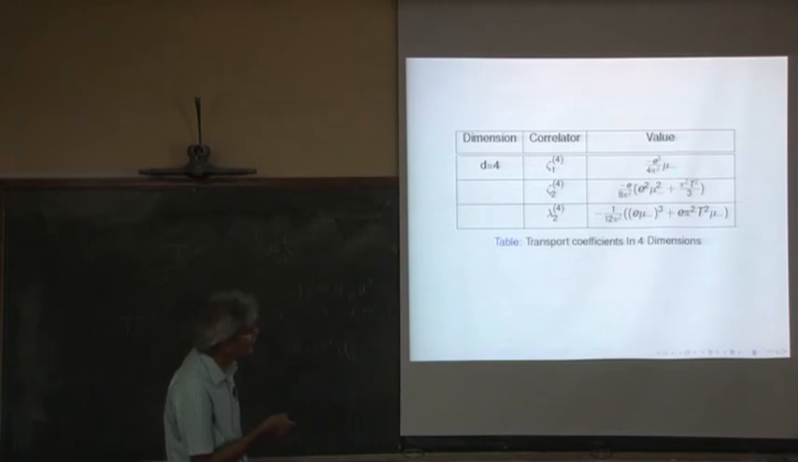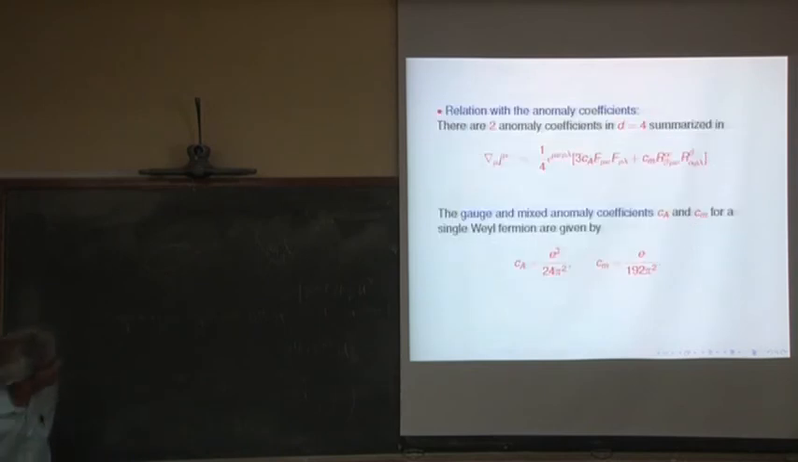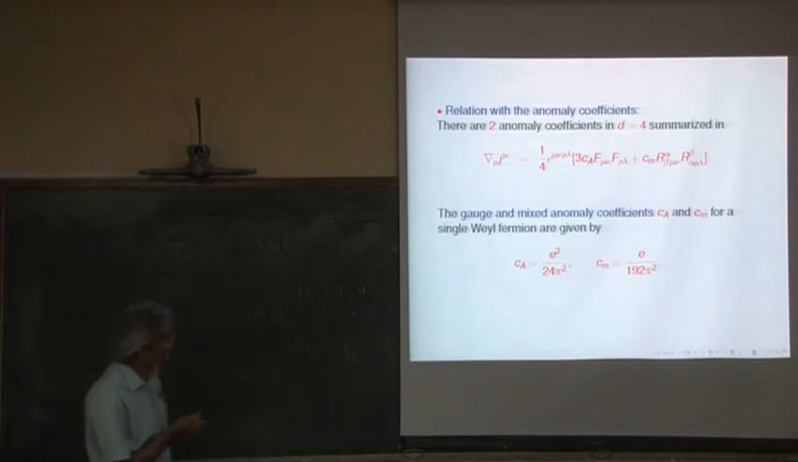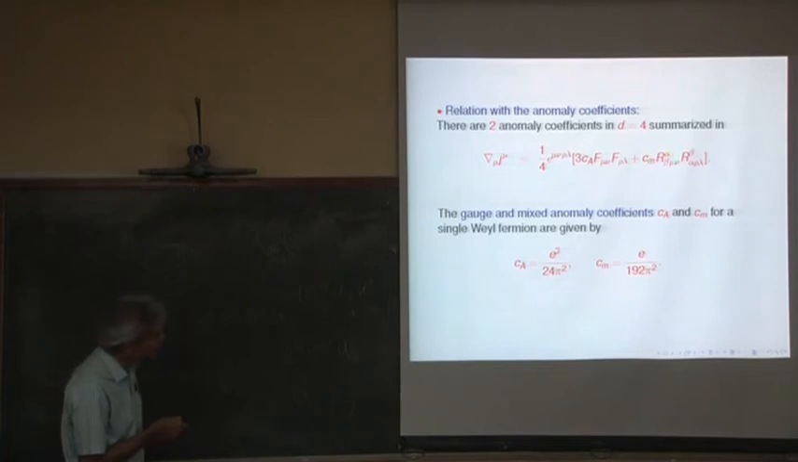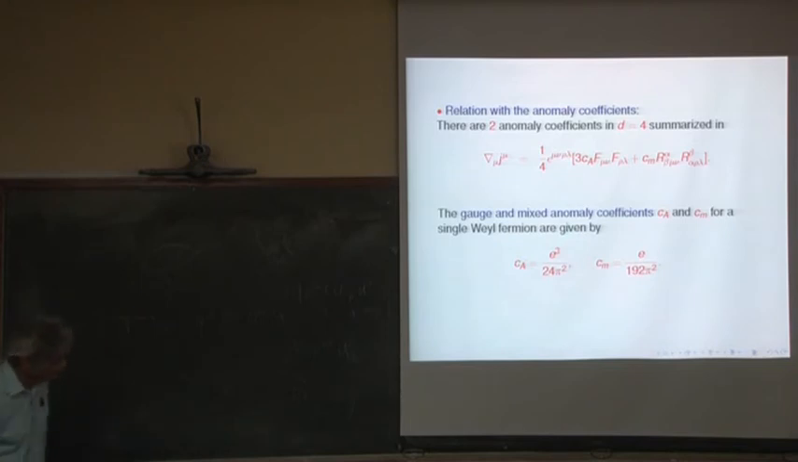So you see there is this gauge anomaly term. Here's the gravitational mixed anomaly coming in. And these are its terms from the 3 transport coefficients. And you can compare it to the anomaly coefficients. So here is the usual gauge anomaly term, and here is the mixed anomaly, Ca and Cm. And these are the coefficients for a single chiral Weyl fermion.